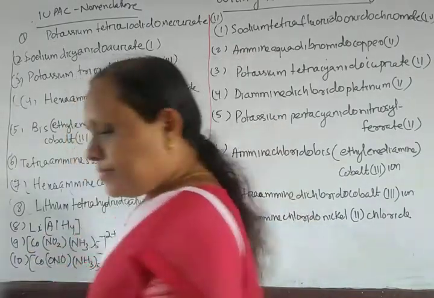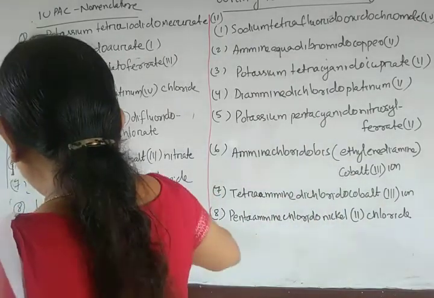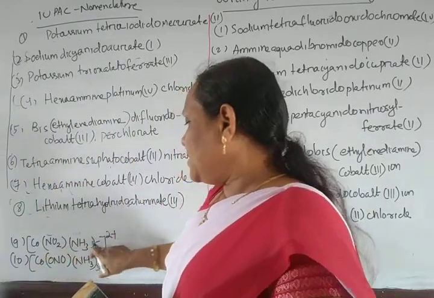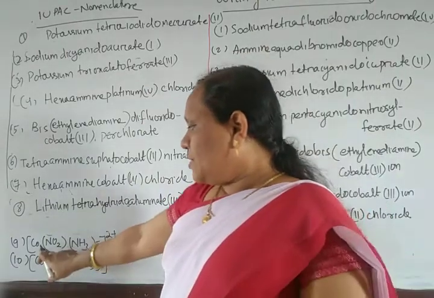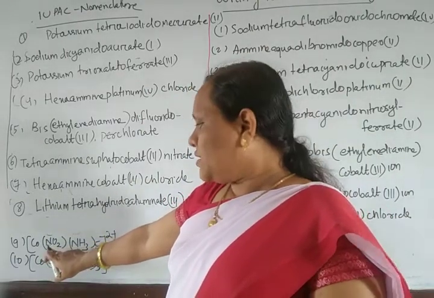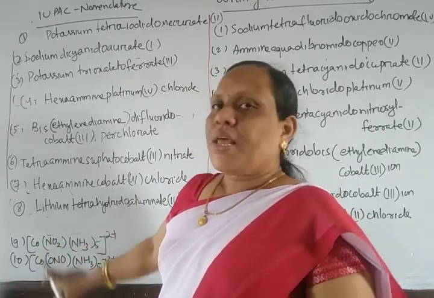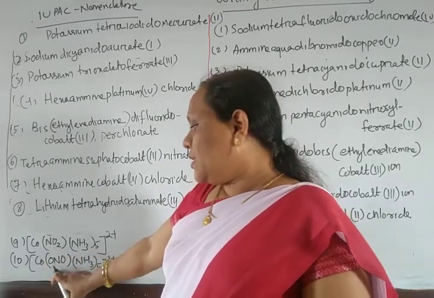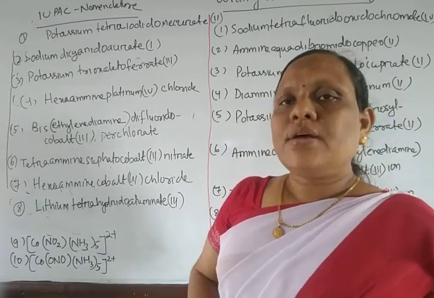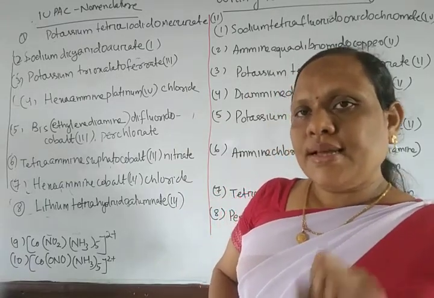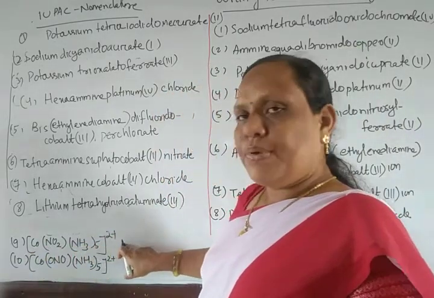Next. Co NO2 NH3 5. These 9 and 10, these two are almost the same, but here it is linked with NO2 and there it is linked with ONO. So these are ambidentate ligands. NO2 and ONO are ambidentate ligands. In this case, whichever ligand is present, we have to write the point of attachment of the ligand. So Co(NO2)(NH3)5, 2 plus.